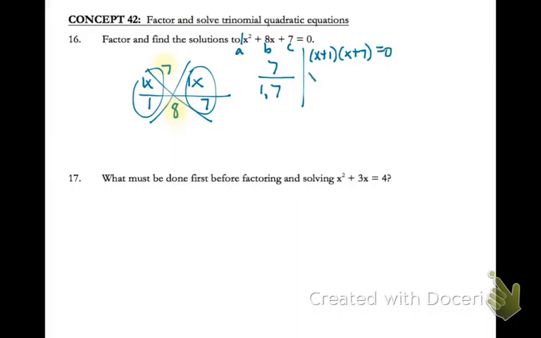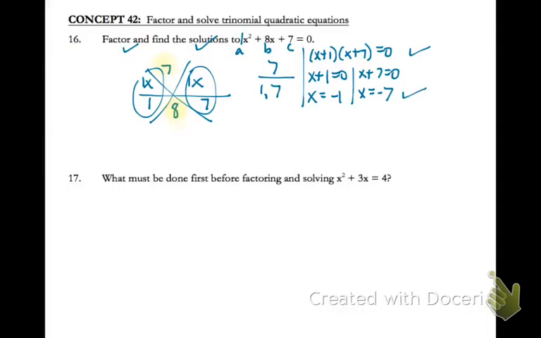Then to solve, we set each separate factor equal to 0 and solve. So I'll subtract 1. My first answer is that x equals -1, and then subtract 7, x equals -7. So we factored, which is this step, and then found solutions to that quadratic equation.